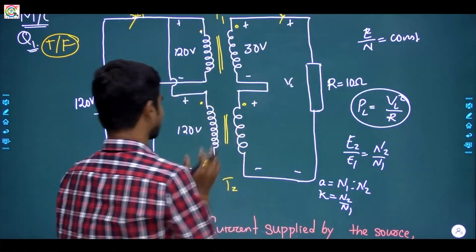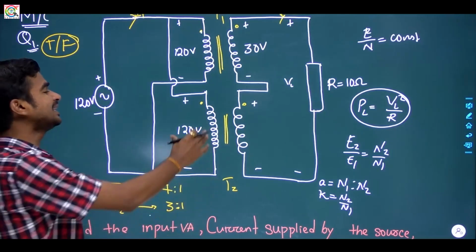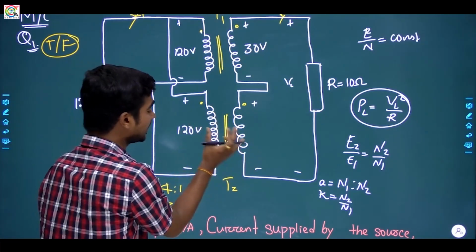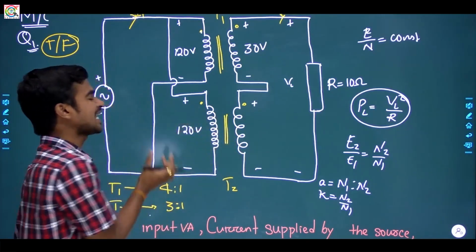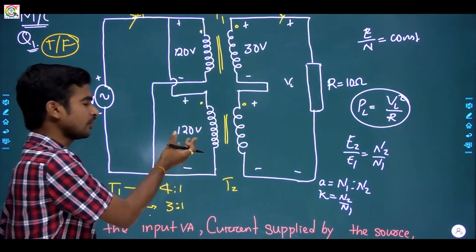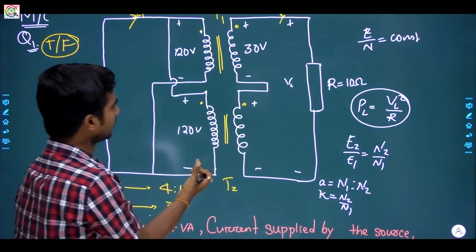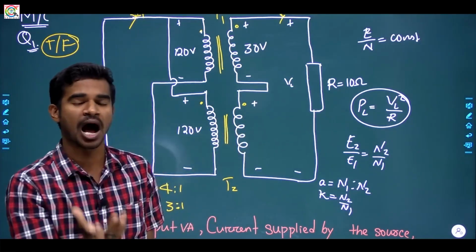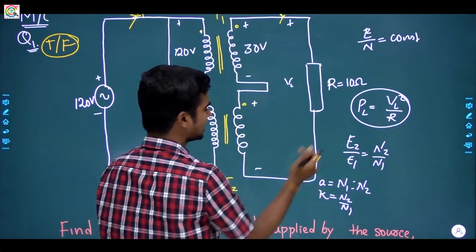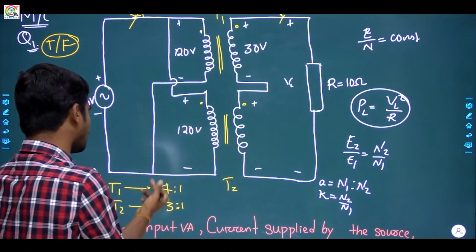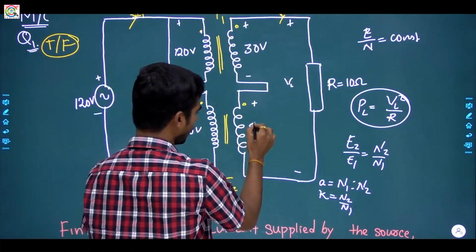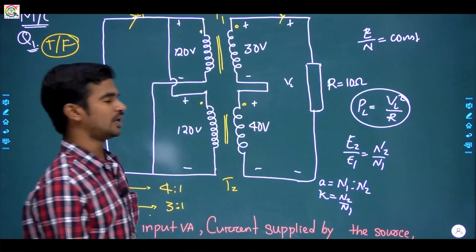Okay, now come to the second one. In transformer T2 the primary side voltage will be how much? 120 volt, because it is connected in parallel to the source. Now the secondary side voltage will be how much? Apply this relation, it will be 120 by 3, which is equal to 40 volt.